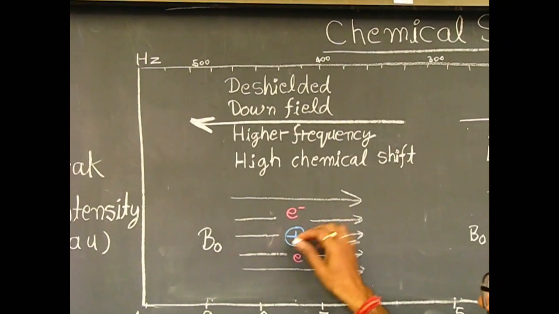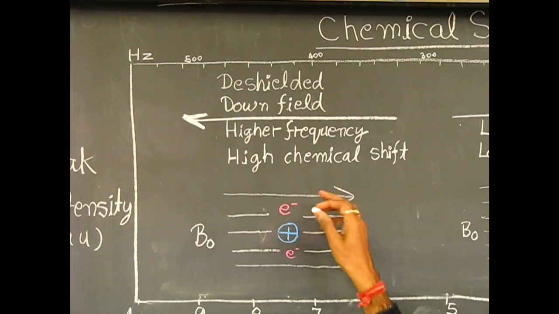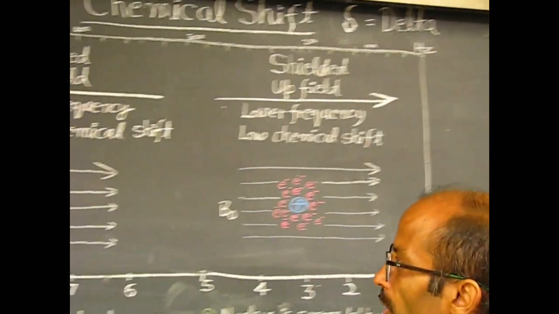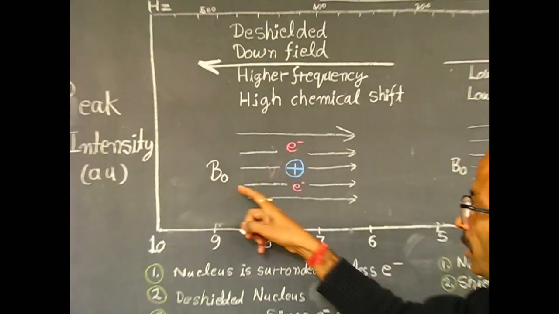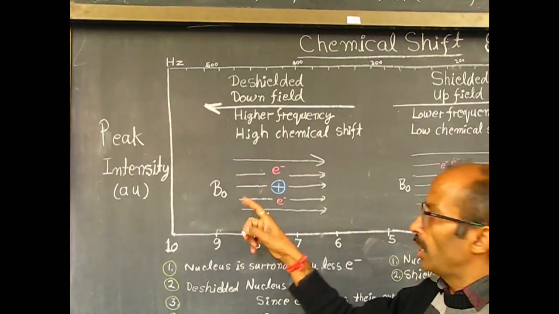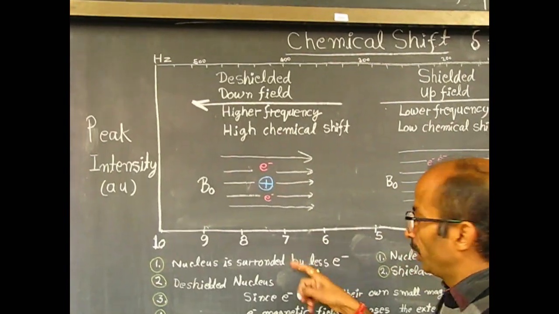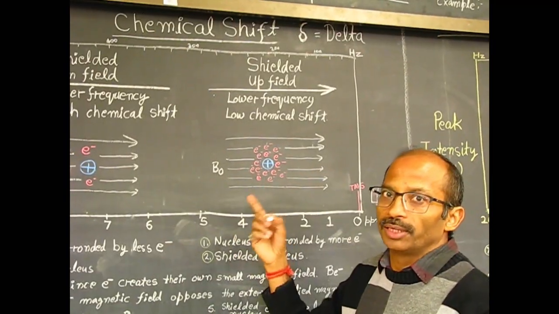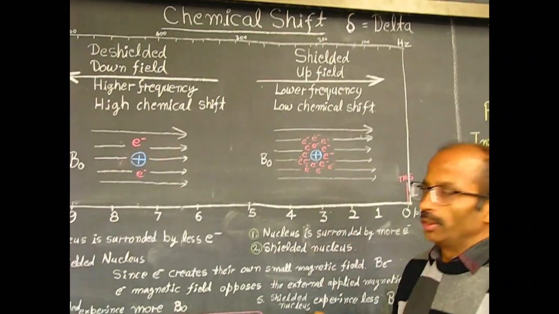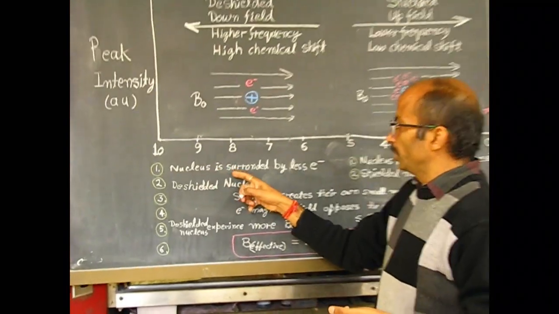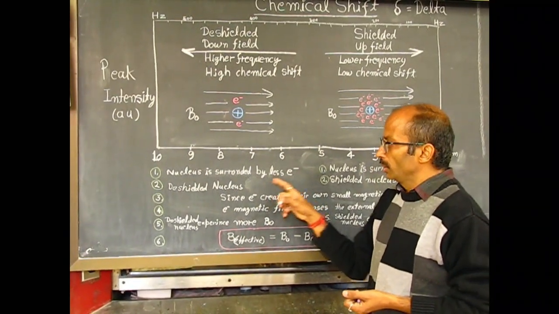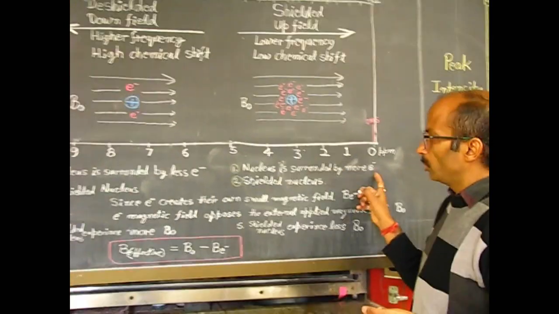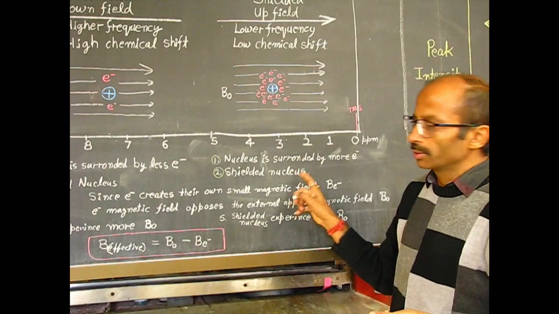here you can see this nucleus is surrounded by only 2 electrons, and this side we have a nucleus surrounded by many electrons. So this nucleus is experiencing a very high applied magnetic field, and this nucleus will be experiencing very little applied magnetic field. So a nucleus surrounded by fewer electrons is called a deshielded nucleus, and the nucleus surrounded by more electrons is called a shielded nucleus.